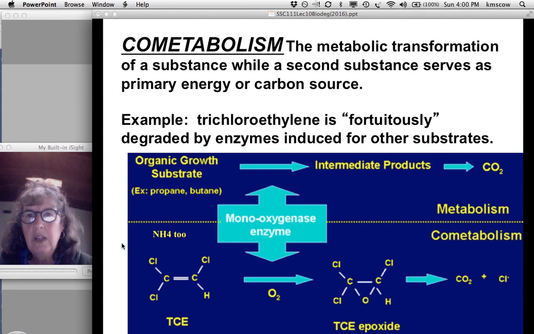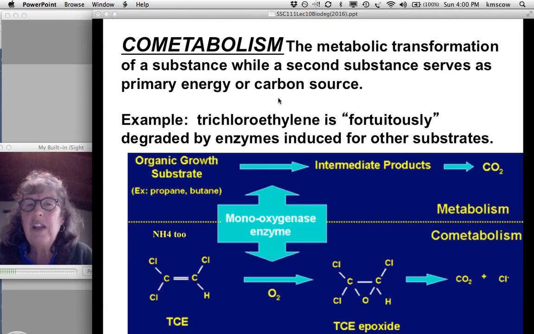Okay, co-metabolism. So that was primary metabolism, and that was just an example of primary substrate utilization of a contaminant. Co-metabolism is really interesting. It's the metabolic transformation of a substance, like a pollutant, while a second substance serves as the primary energy and carbon source for the organisms that are breaking it down.